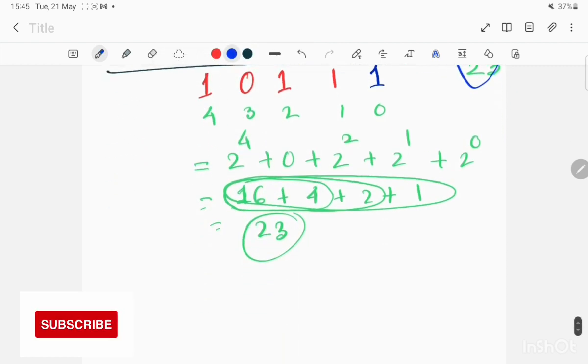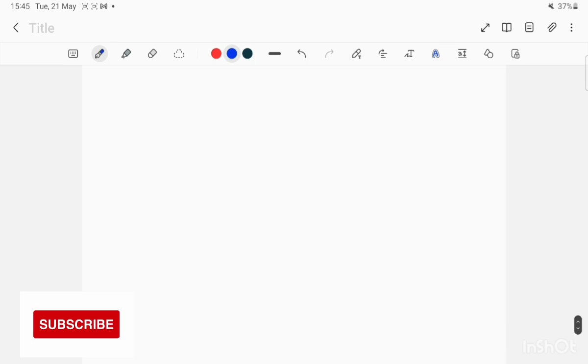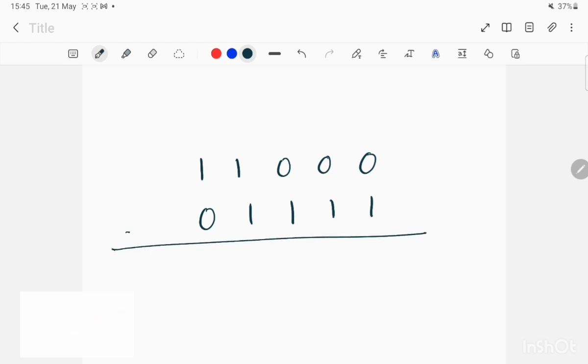Okay. So let us move to another example. I will summarize with that. This is my last example for subtraction. So say we have 1 1 0 0 0 0 1 1 1 1. Now we need to subtract them. Now again the issue arises.